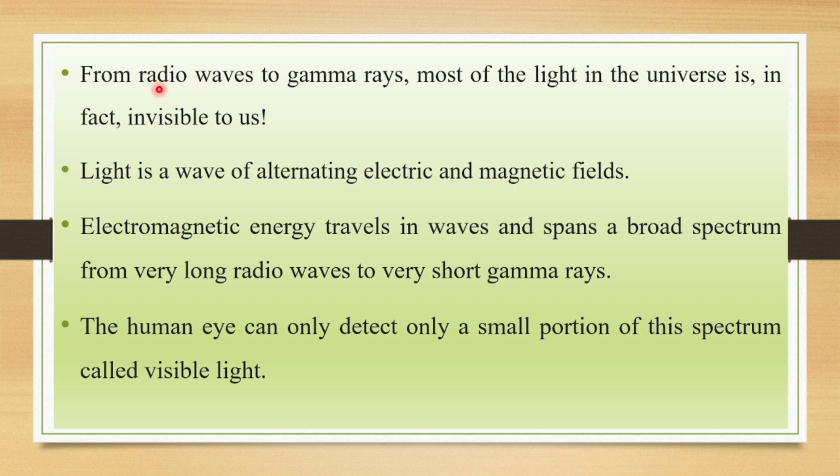So the range starts from your radio waves to your gamma rays. Most of the light in this universe is, in fact, invisible to us. Light is a wave of alternating electric and magnetic fields, that is, electromagnetic radiation. Electromagnetic energy travels in waves and spans a broad spectrum from very long radio waves to very short gamma rays. The human eye can detect only a small portion of this spectrum, called visible light, that is VIBGYOR.